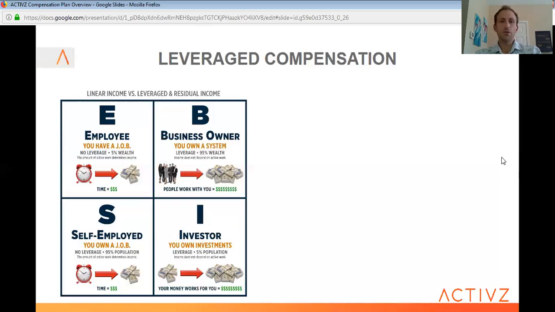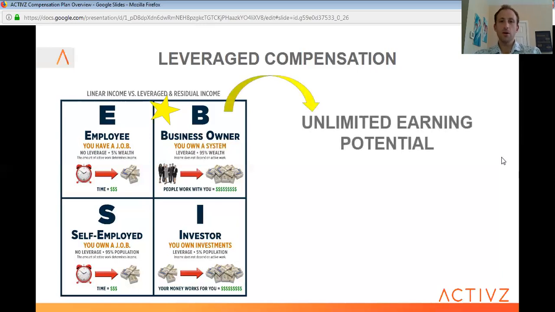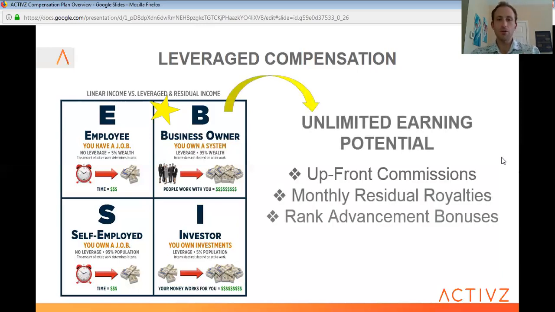Whereas as a business owner, you're leveraging a system, you're leveraging people, you're often leveraging money, as well as an investor, and that can duplicate beyond your own efforts, beyond your own time that you can put in. So what we're talking about here is more on the right side of the quadrant, that business owner component of this. And the things we're going to talk about are really unlimited earning potential here with Activz.